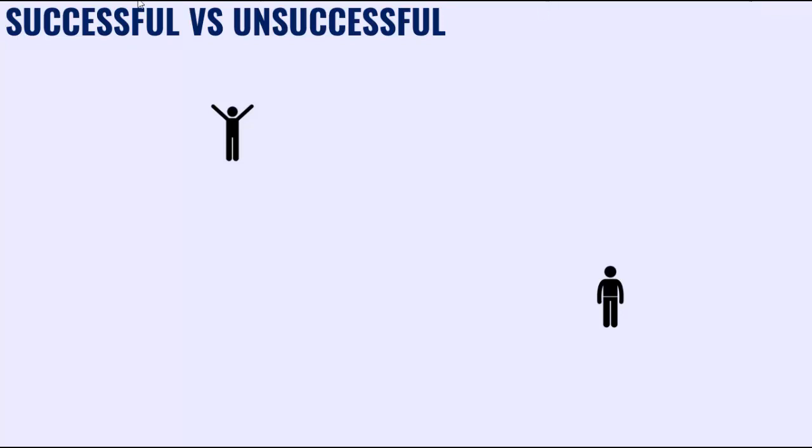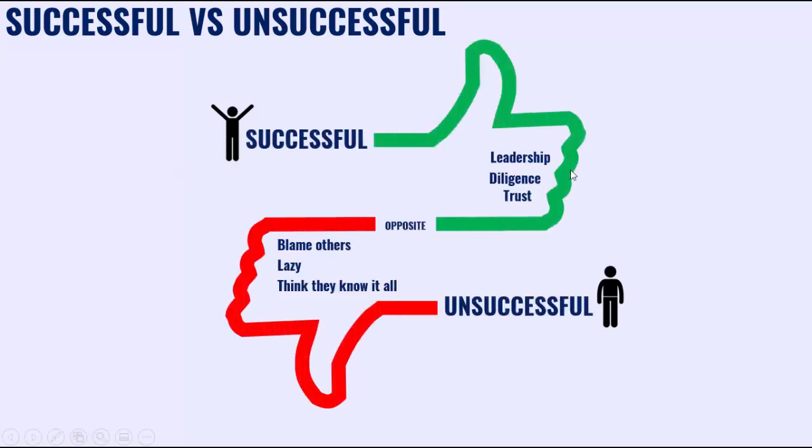In this tutorial, I'm going to show you a slide on successful versus unsuccessful people. Here you can see I have added two icons. One is the successful man and another one is the unsuccessful. And when I click, it will show you the two thumbs up. One is green, which is successful, and red, which is unsuccessful. And you can add any text there. So let's see how to create this slide in PowerPoint.